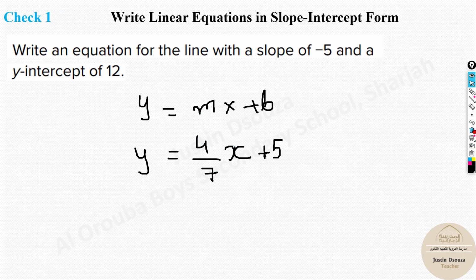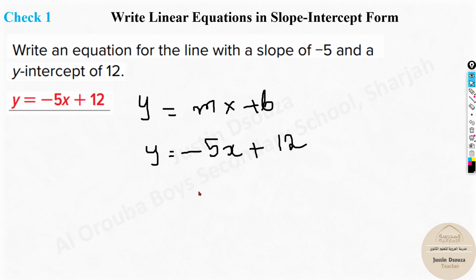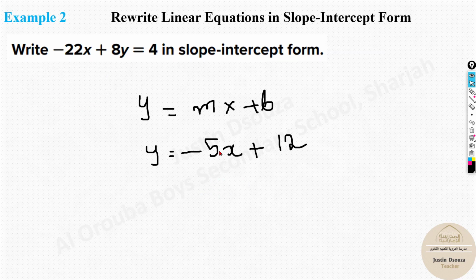Very easy, very simple. Please try this by yourselves. Pause the video and try it. Over here, in slope-intercept form, all you have to do is plug in the values. I hope you tried it because it's so easy. The slope is given as negative 5, so y equals negative 5x plus y-intercept 12. This is the answer. So this is how we can easily solve these.